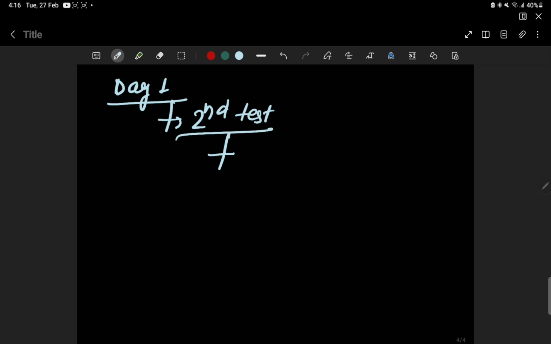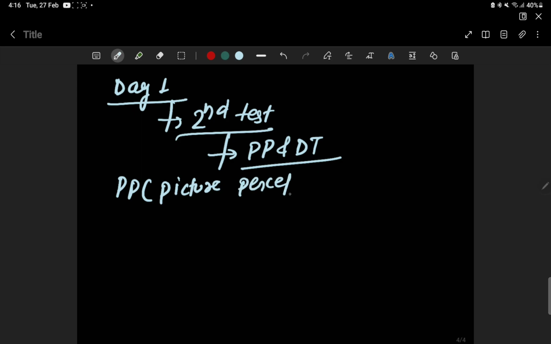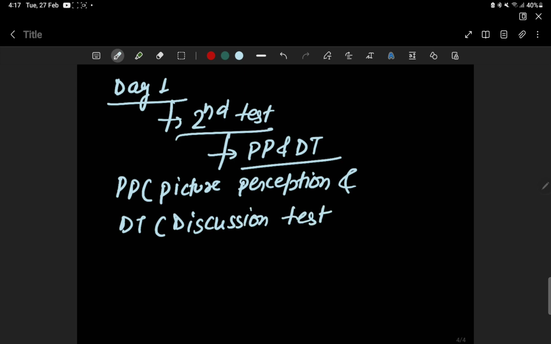And the second test on day 1 includes PP and DT. PP stands for picture perception and DT stands for discussion test. So these are the second test conducted on day 1, PP and DT.